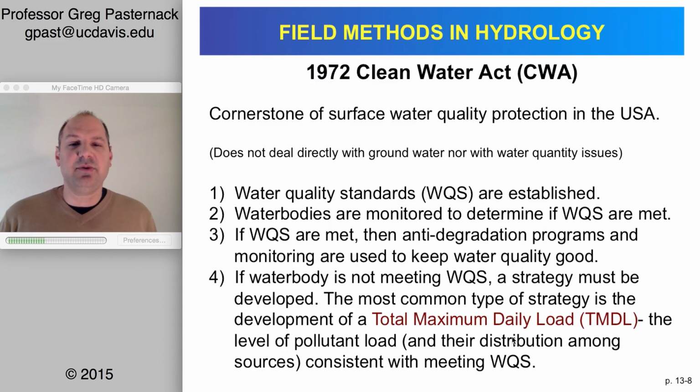So from a policy perspective, a lot really got underway with the 1972 Clean Water Act. It's the cornerstone of surface water protection for the United States. Note that it doesn't directly deal with groundwater or water quantity issues, so it's a water quality thing. And here's the four things that it does primarily.